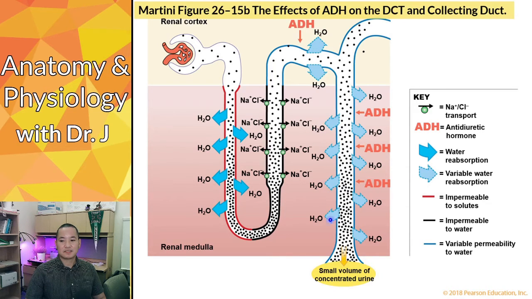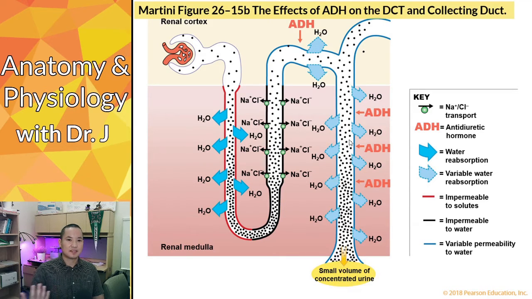These aquaporins increase the rate of water osmosis and transport from the tubules, or actually at this point the collecting system, back into the surrounding fluid and back into the capillaries. So ADH is very important in moving water and reclaiming water from the DCT and the collecting duct. So what happens is that you start to produce a small volume of concentrated urine.